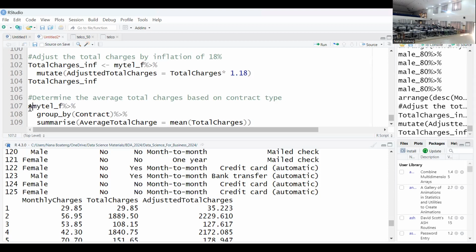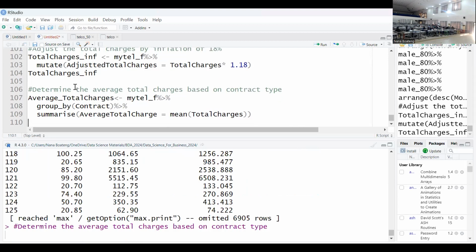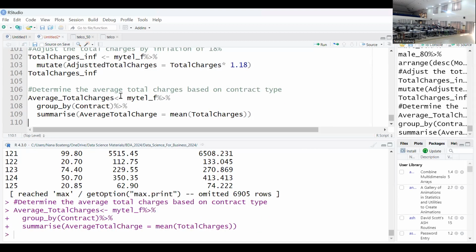So let's give this a name, average total charges. Okay. So let's run this. So this is run now. Let's call the average total charge and see the results that it gives to us.